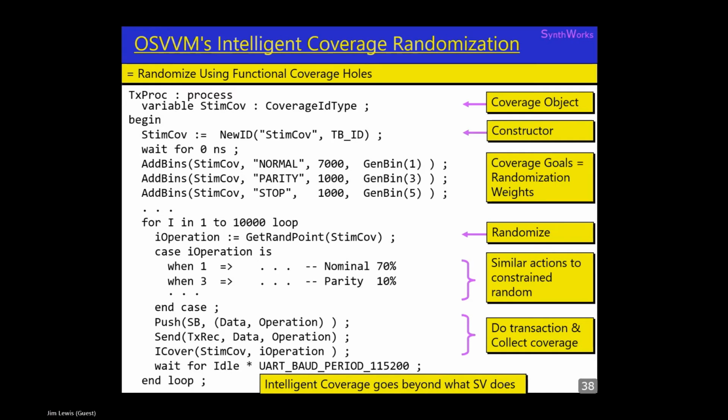Whereas with constrained random, it's not an exact thing. It takes an average of n times the natural log of n to generate n unique test cases. So this intelligent coverage does introspection of the coverage model and goes well beyond what SystemVerilog does.